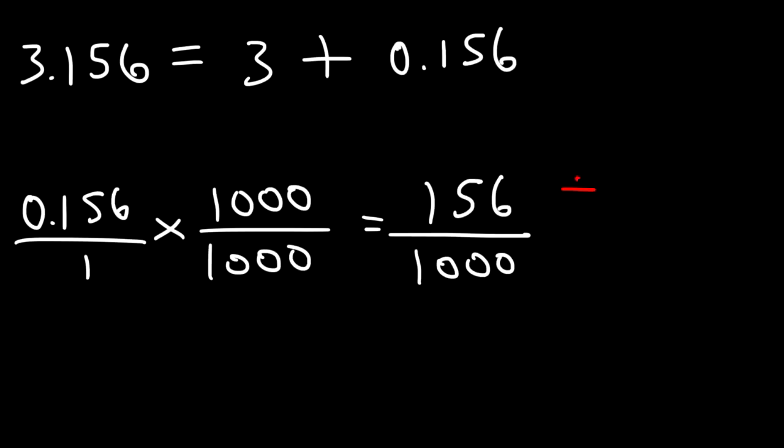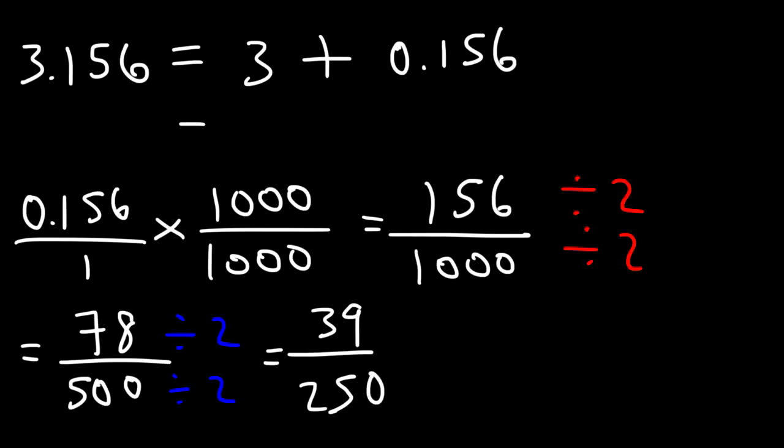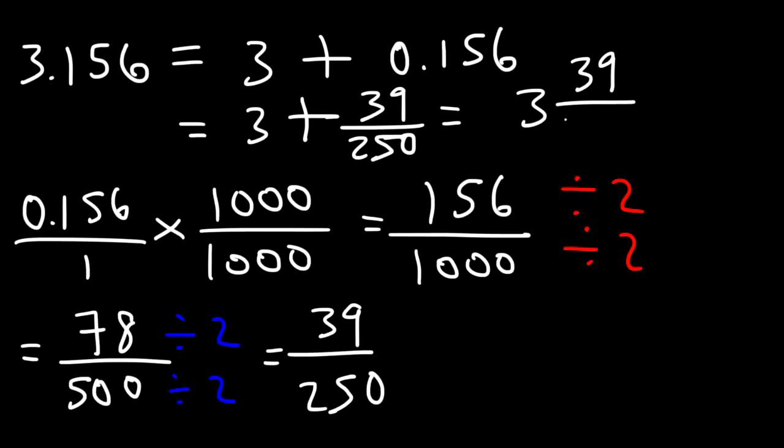So let's begin by dividing the top and the bottom number by 2. So 156 divided by 2 is 78. And 1,000 divided by 2 is 500. Now let's divide it by 2 again. 78 divided by 2 is 39. 500 divided by 2 is 250. And so right now what we have is 3 plus 39 over 250. And so this gives us the mixed number 3 and 39 over 250.